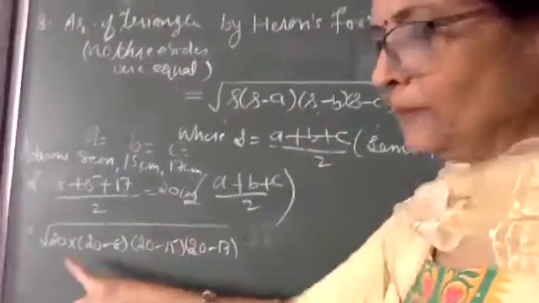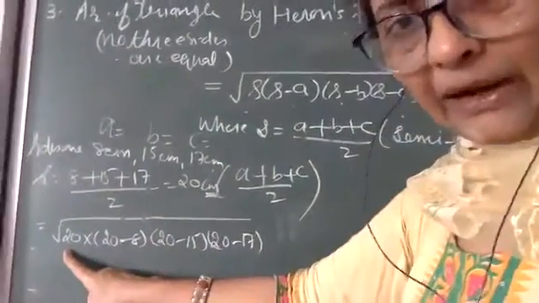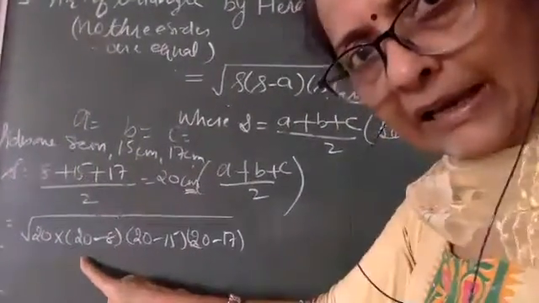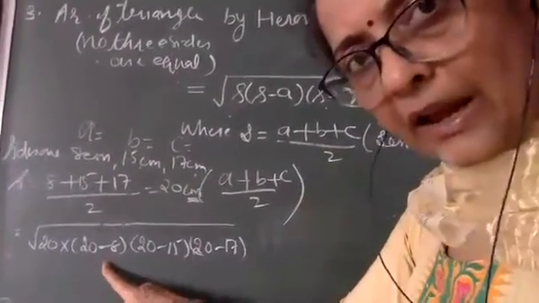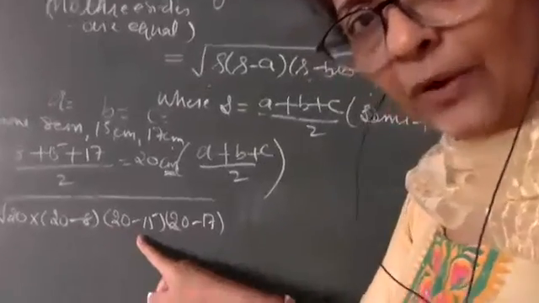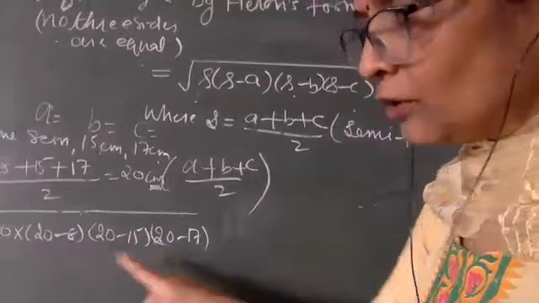Now look at your children. Here the value for s we are getting is 20, into s minus a, which is 20 minus 8, into s minus b, which is 20 minus 15, into s minus c, which is 20 minus 17. So we will solve it now.